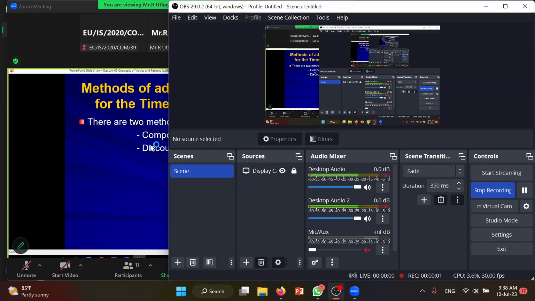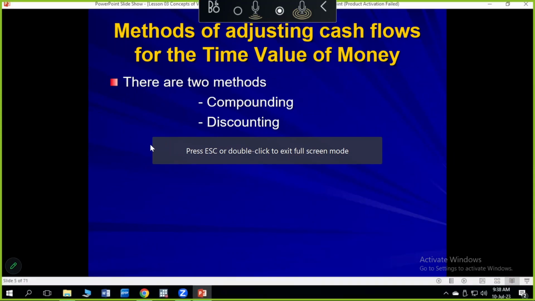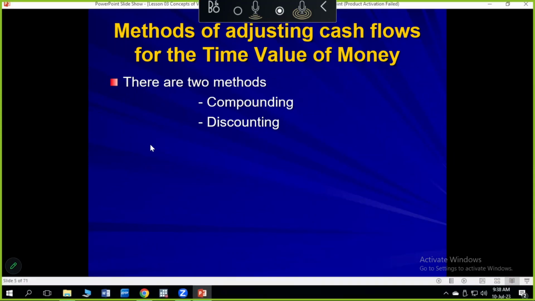Now we are taking Lesson 3 on understanding the concept of time value of money, values and returns. We want to learn the different techniques for adjusting the cash flow for the calculation of the time value of money. The basic methods are called the compounding method and the discounting method.